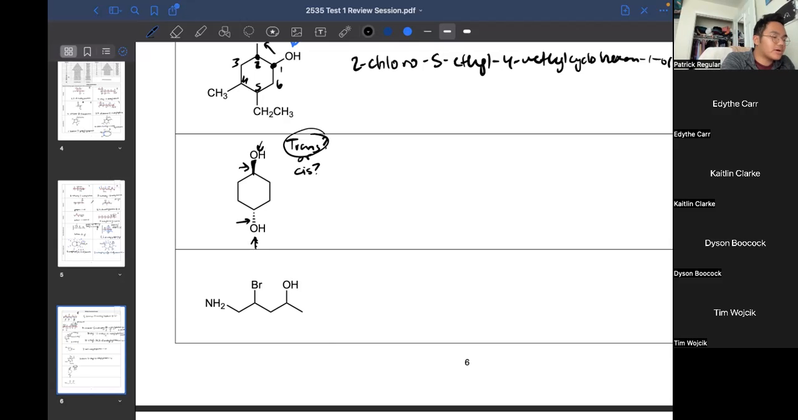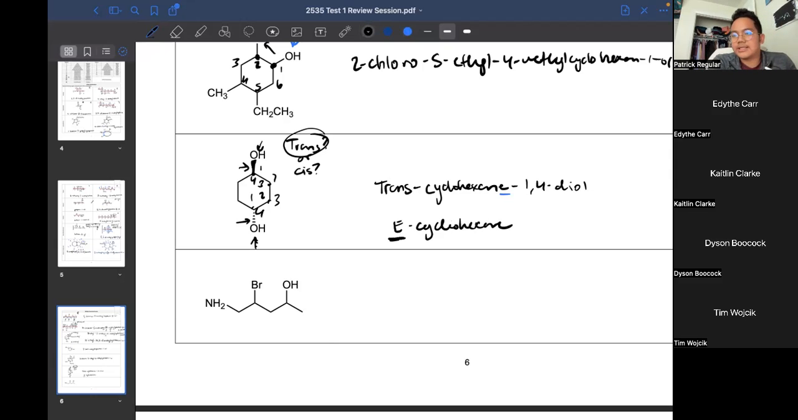It doesn't really matter where we start because we have 1, 2, 3, 4, 1, 2, 3, 4. Either way, it's a 1,4-diol no matter what. So our parent chain is cyclohexane, and we can retain that E and do 1,4-diol. Make sure you retain that E when we have more than one alcohol. And here we're just going to put trans. In real life, later on we'll do E-cyclohexane because E is shorthand for trans for us. However, you don't need to worry about that right now.